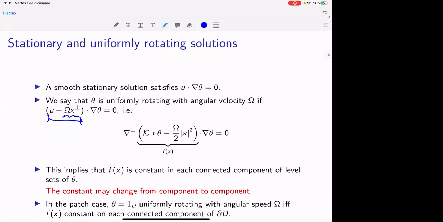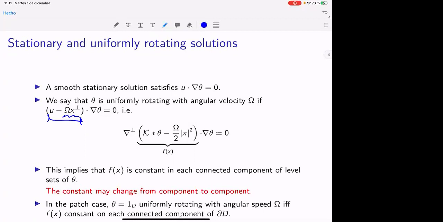if there are multiply connected components, then this constant may change from component to component. And this is a strong barrier for some of the proofs that were done before ours, where the multiply connectivity matters, and this is due to their technique. So this is a technical obstruction that we are able to overcome just by doing a different type of proof. But it's quite important, the fact that this f is constant, but the constant may be different.